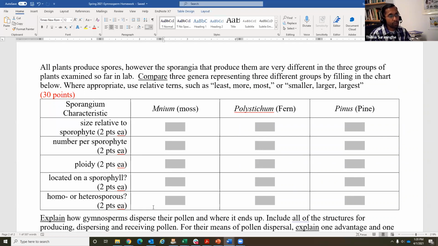So the sizes. Now, what you have to notice is, I'm not going to give you the answer, but I'm going to give you certain directions. As you ascend the evolutionary tree, if you go to more derived, more recently evolved branches, the sporophyte size becomes smaller.